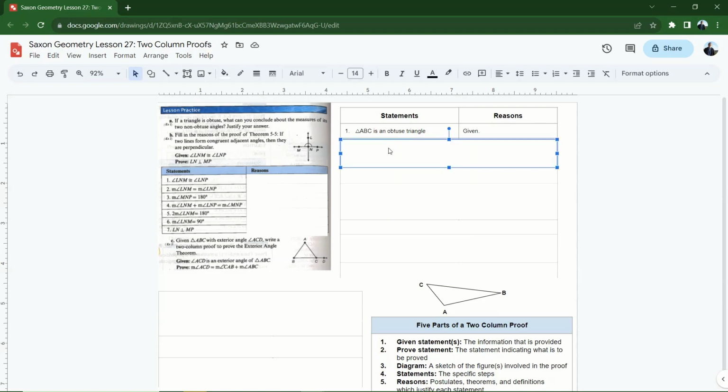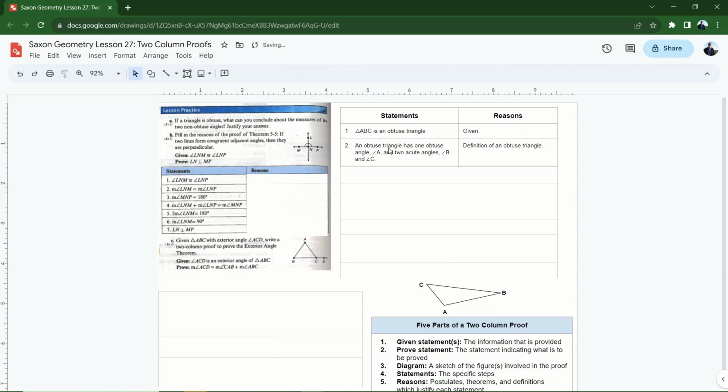Now, what can I say that's going to get me toward being able to conclude that B and C are acute angles? Well, I'm going to note that an obtuse triangle has one obtuse angle. An obtuse triangle, by definition, has one obtuse angle, angle A, and then two acute angles, B and C. Now, seeing as how the definition of an obtuse triangle says that there's two acute angles in it, I could actually technically finish right here. We're going to keep going. I'm going to prove beyond the shadow of a doubt that B and C have to be acute angles.